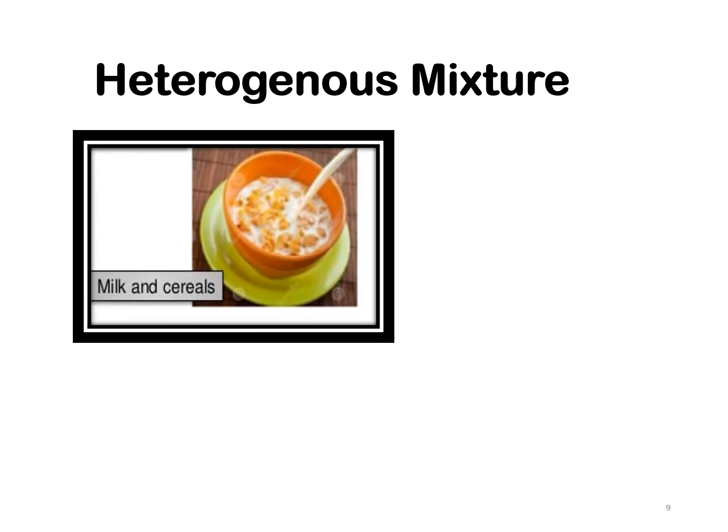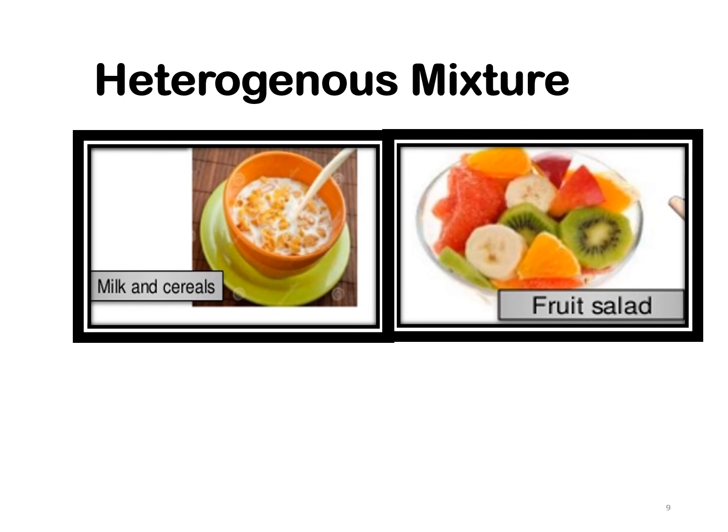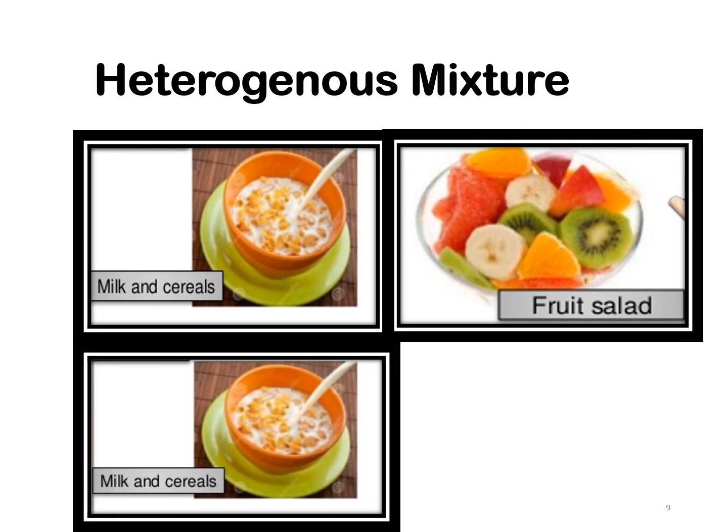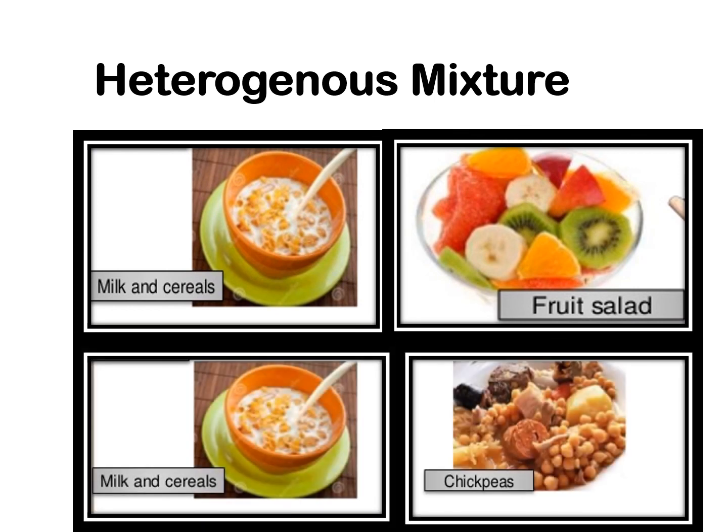like milk and cereal, fruit salad, and chickpeas. Here you can see that there is more than one thing visible in the mixture. So this is known as a heterogeneous mixture.